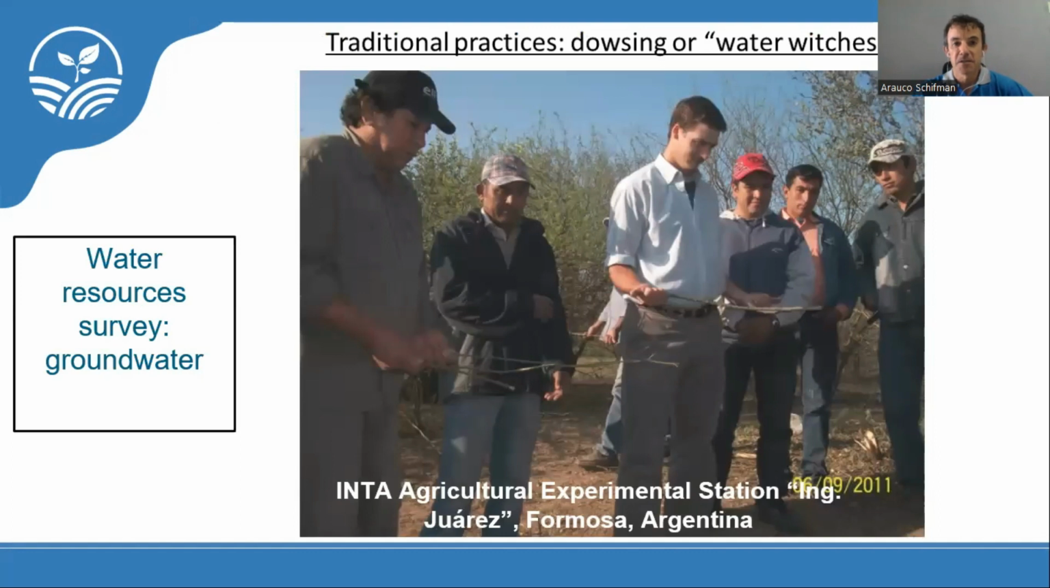The traditional practices, dowsing or water witches, consist of this. This is a picture from an experimental station of INTA in an arid place in Formosa, in another town of Formosa, where the farmers don't know any specific, expensive techniques, so they use this kind of sticks, or we can use wires, to know where the groundwater is. You have to believe in this because it's not a scientific method.